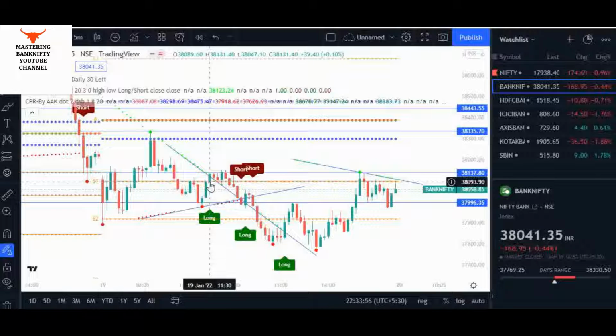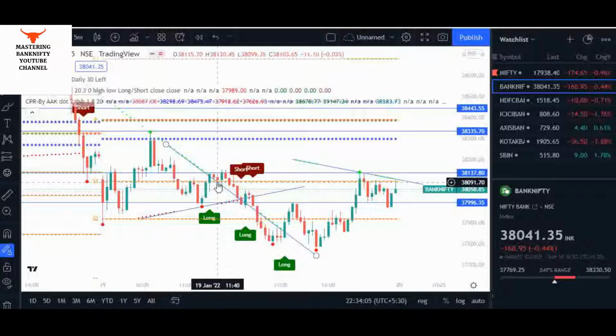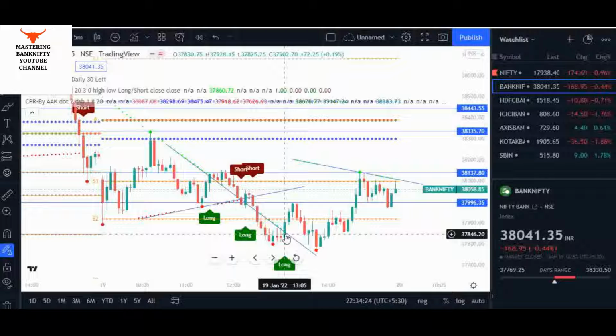Then a kind of consolidation happened here. There's a downtrend here and an uptrend here, and in all these areas maybe you could have entered. Again it went kind of sideways, and again it broke this support level, and again you should have got some good points here, right? So this is a good point where you should have entered. Then this is also one more good point where the market went up.